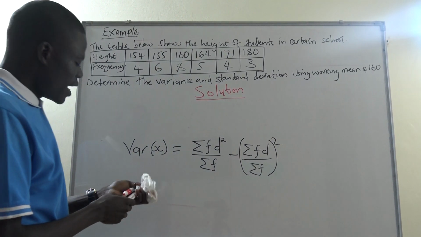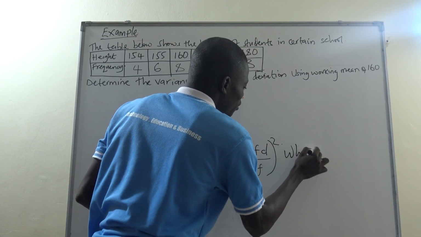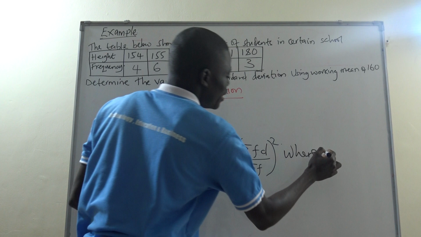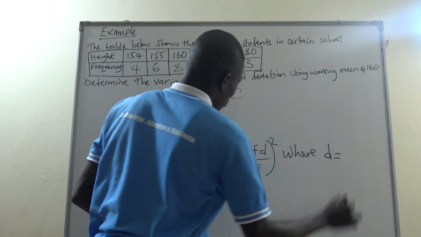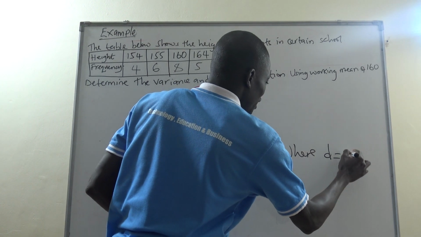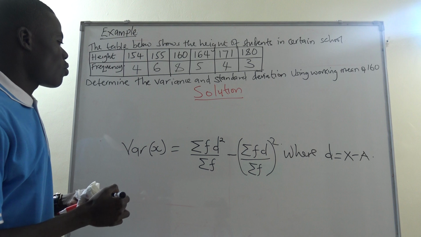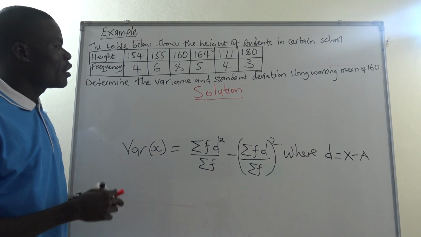And then we say where d equals x minus a. So that's the formula for calculating variance.